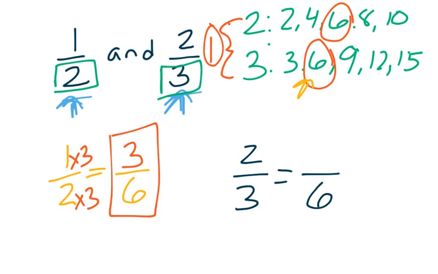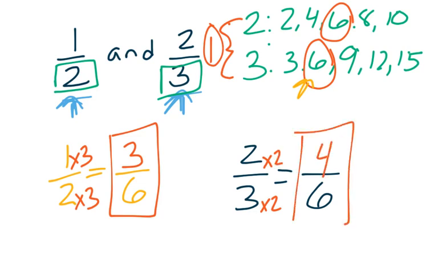Now, I need to go to my other fraction, and I have to look at that specific case. I'm not going to necessarily multiply it times 3. I'm probably not. I have to figure out what I need to multiply my numerator and my denominator by. So, when I go from 3 to 6, I multiply times 2. I'm going to do the same thing to my numerator, and I get 4.